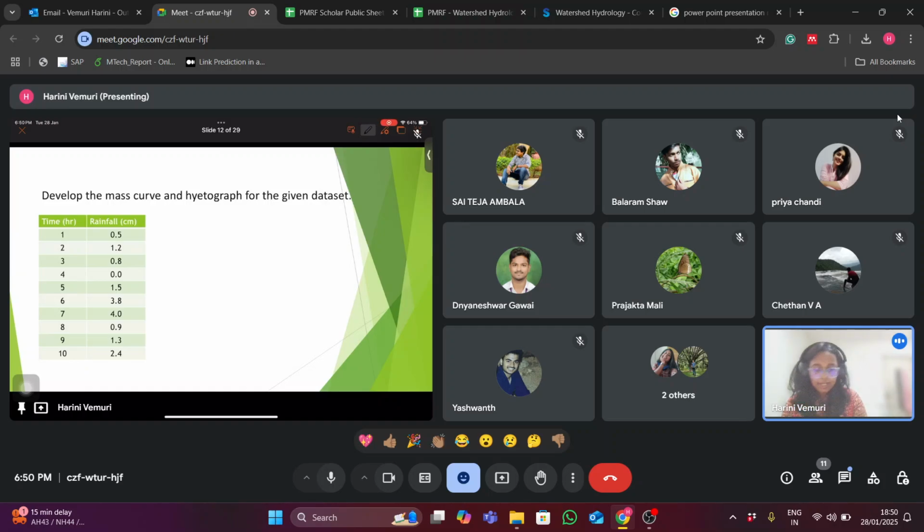So now here I am trying to show an example of how to develop the mass curve and hydrograph from a given data set. So here we have rainfall values given at each hour. In the first hour we have 0.5 centimeters of rainfall, and in the second hour we have 1.2 centimeters of rainfall. So first for the mass curve, the curve is between cumulated rainfall versus time. So we will first find the cumulated rainfall.